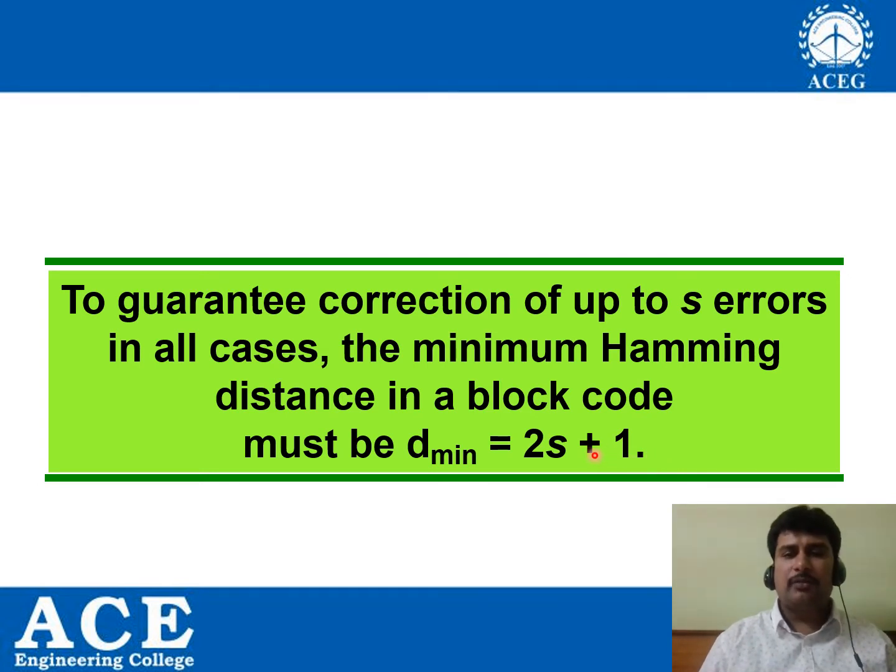So this is how minimum Hamming distance is related with error detection and error correction. I hope things are clear with relation between minimum Hamming distance, error detection, and error correction.